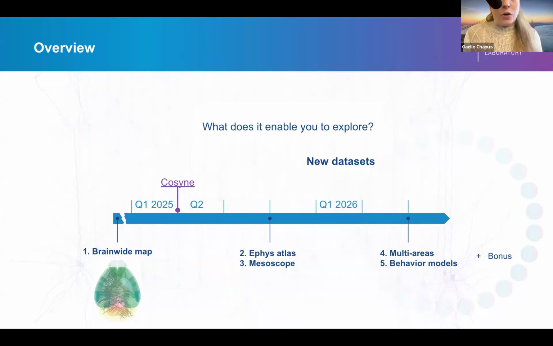All right. So I'll go through these datasets in chronological order, starting with the Brainwide map. But going through these, what I really want you to get out of it is what each of these datasets enables you to explore, and as you keep looking at the new datasets, how each of these builds up on the analysis that you could do with the Brainwide map.